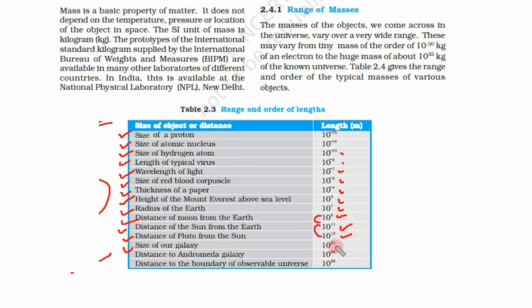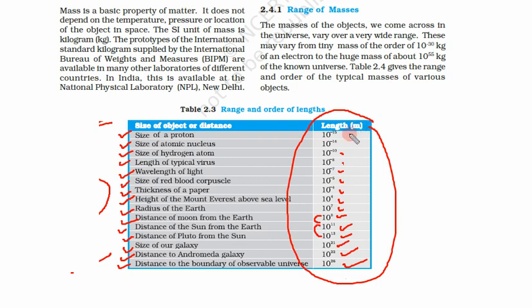Size of our galaxy is 10 to the power 21 meter. Definitely our galaxy contains many stars much bigger than the sun. Our galaxy is the Milky Way, and the nearest galaxy is Andromeda, at a distance of 10 to the power 22 meter. Distance to the boundary of the observable universe is 10 to the power 26 meter. In this way, in this list we have covered from very small distances to very large distances.